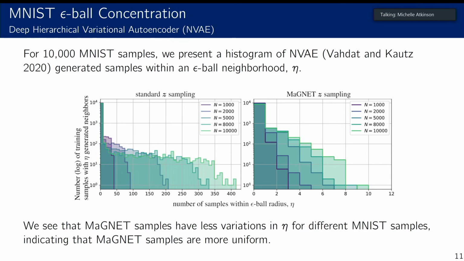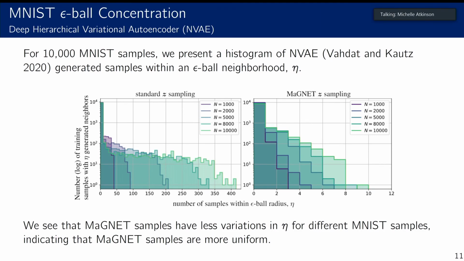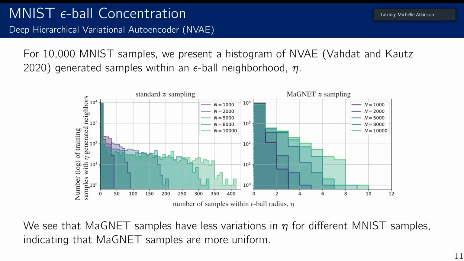So apart from the 2D example, to understand what MaGNET does in high dimensions, we take a state-of-the-art variational autoencoder called NVAE that is trained on MNIST. For every MNIST sample, we know those samples are on the data manifold because they were in the training data set. So there are points on the data manifold. We consider a region of epsilon radius around that point, and we count the number of samples that are generated by standard sampling of the NVAE, or MaGNET sampling of the NVAE.